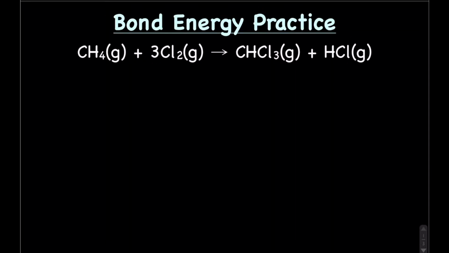Okay, let's practice a few of these. So what we're going to be solving for here is delta H of reaction. Okay, so this really isn't too hard. You're really just looking up numbers and adding them up. However, we do need to know all the bonds, which means we need to draw the Lewis dot structures for everything. So let's start with CH4.